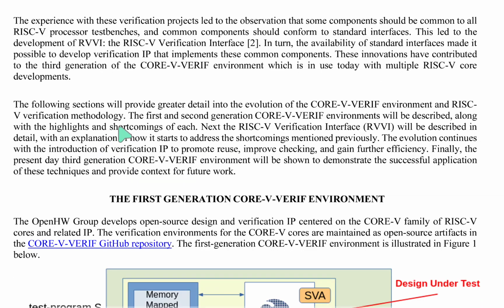The following section will provide greater detail on the evolution of the CORE-V-VERIF environment and RISC-V verification methodology. The first and second generation CORE-V verification environments will be described along with the highlights and shortcomings of each. Next, the RISC-V Verification Interface, RVVI, will be described in detail, with an explanation of how it starts to address the shortcomings mentioned previously.